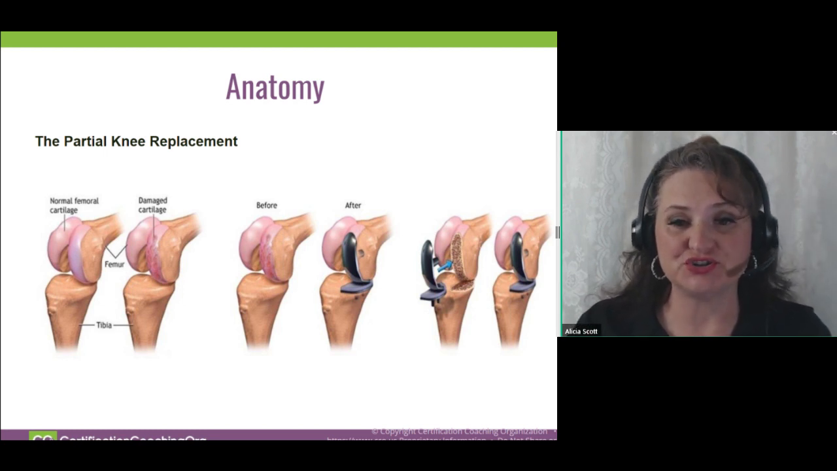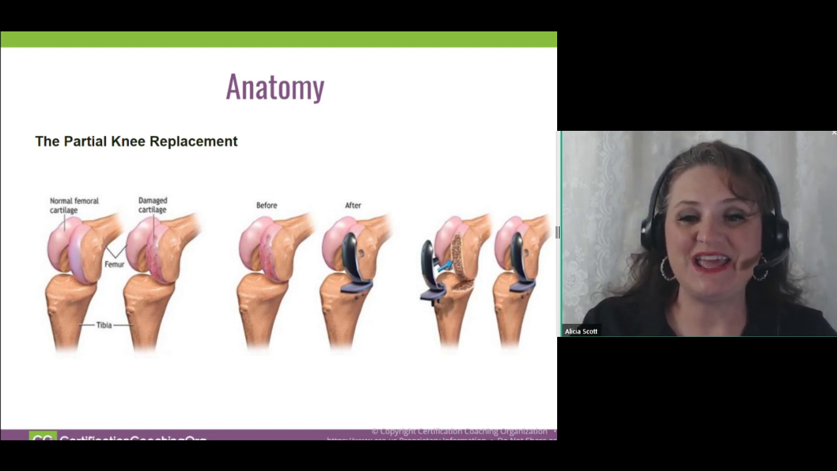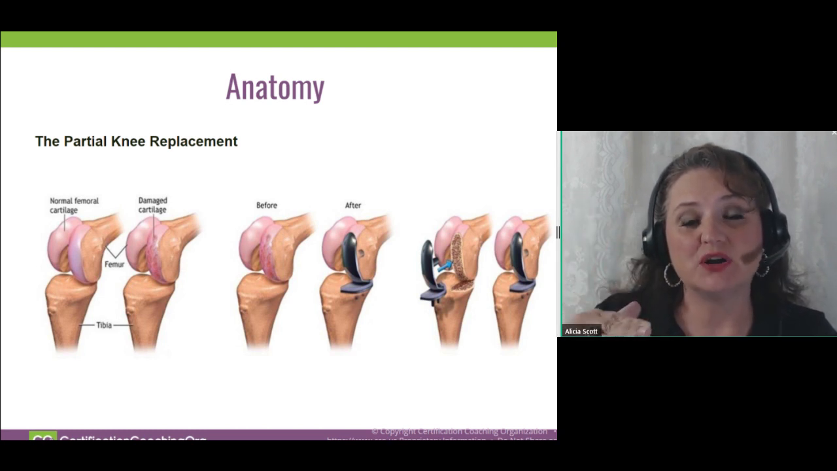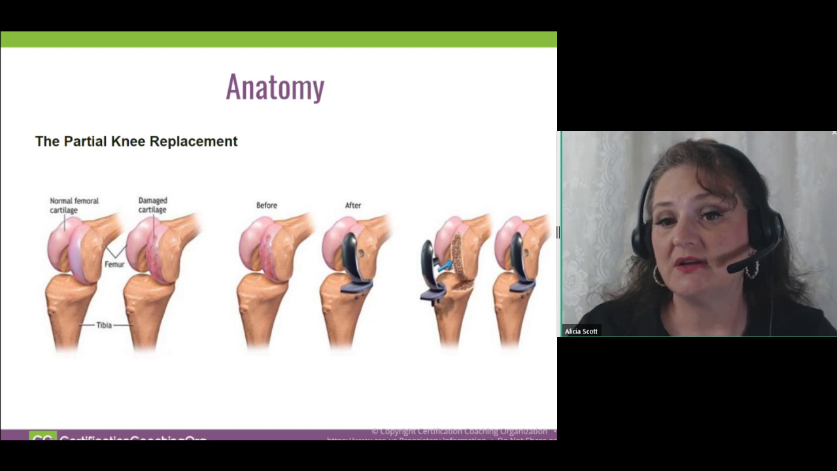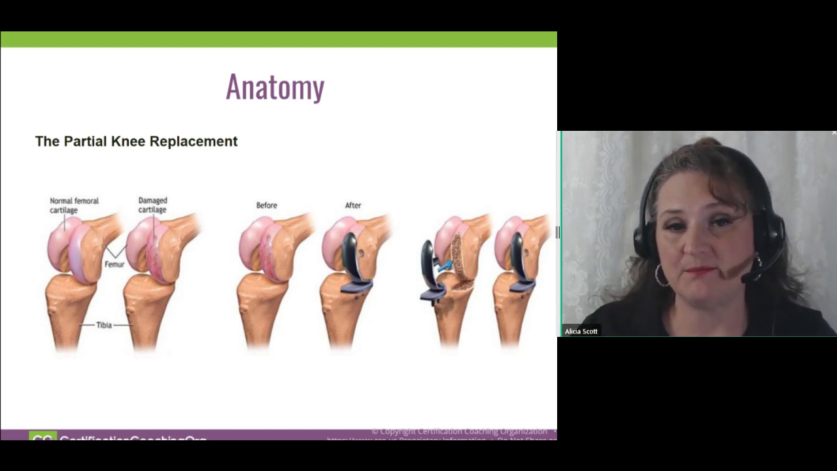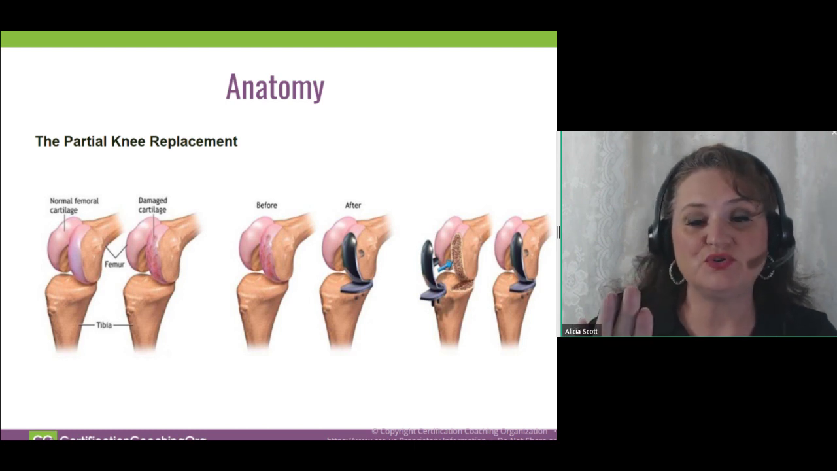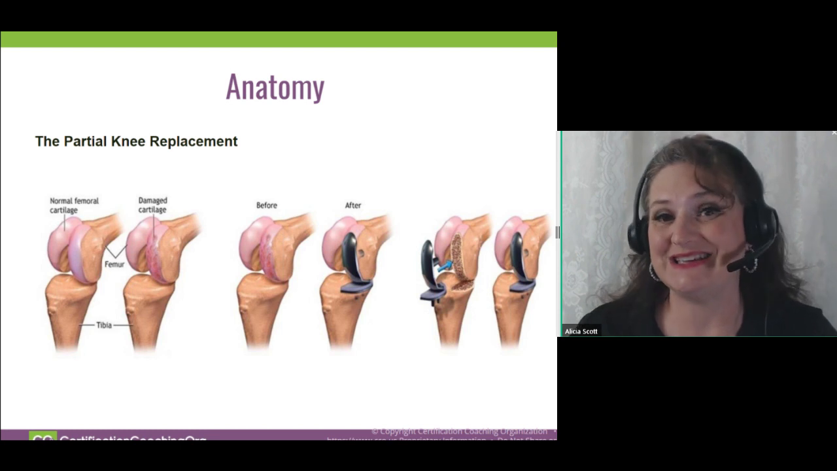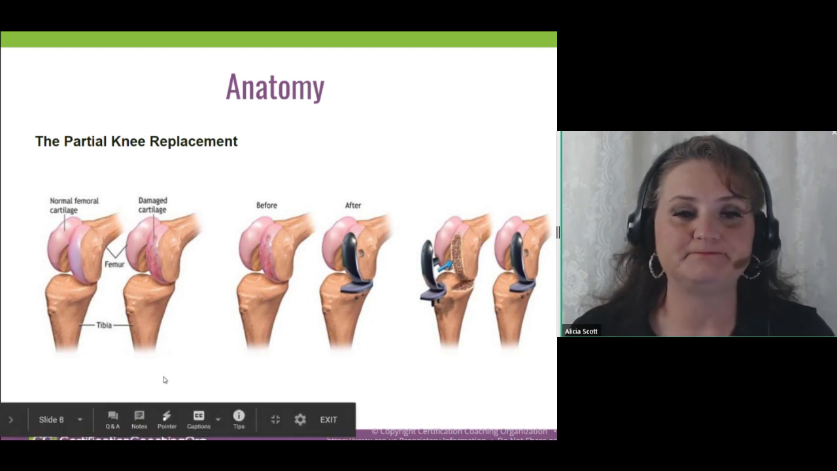Now this is a partial, and then you see how they grind down or literally saw off the parts of the bone that is damaged. So they take off the cartilage, and then they take off the bone, and then they screw those plates into the bone to replace those ends ultimately.